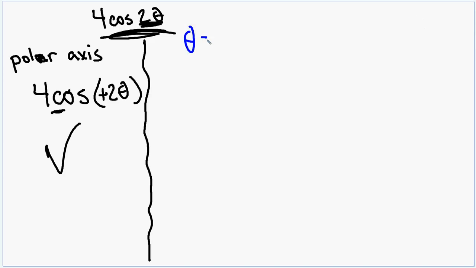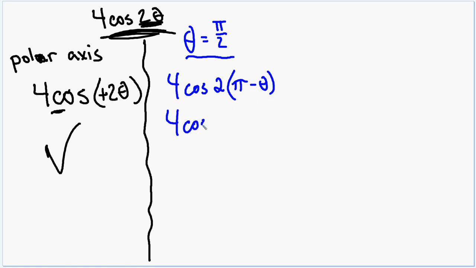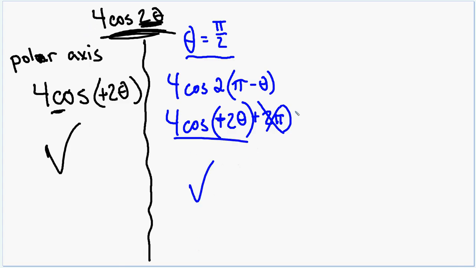Now let's check pi over 2 symmetry, y-axis. We are going to take out the theta and replace it with pi minus theta. Once again, I will distribute the 2, and I'm going to reverse this order: negative 2 theta plus 2 pi. The plus 2 pi just takes us around the circle one more time. Cos is even, so this negative gets gobbled up, and we're back to where we started. So we also have pi over 2 symmetry.